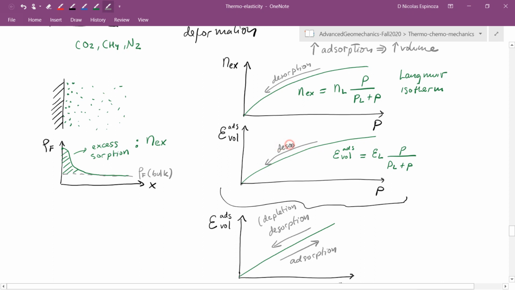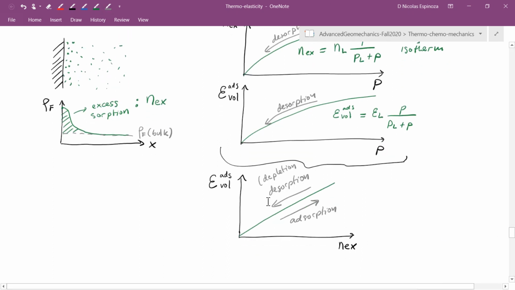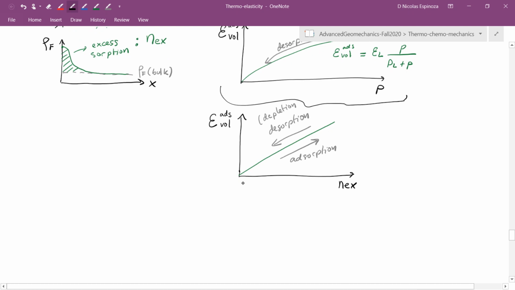And desorption now would cause a shrinkage of the organic matter, because we're going in this direction to lower volumetric strain. Okay, let's now add this component to poroelasticity. Let me just write the equation. You can verify that in some papers that I have published.